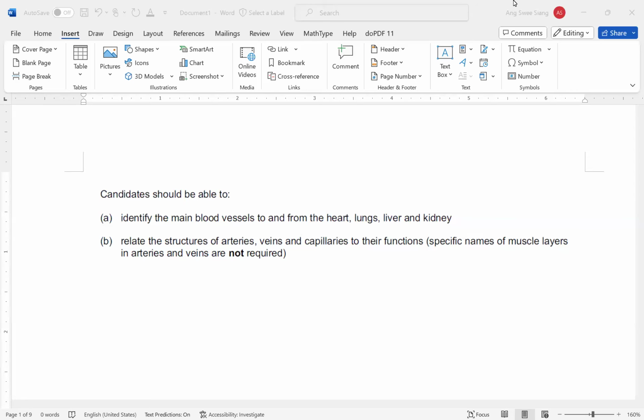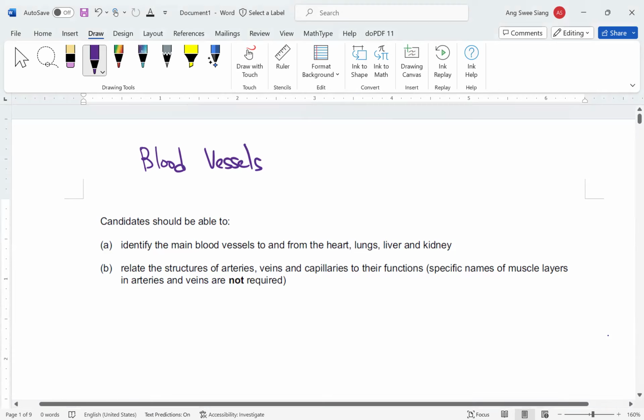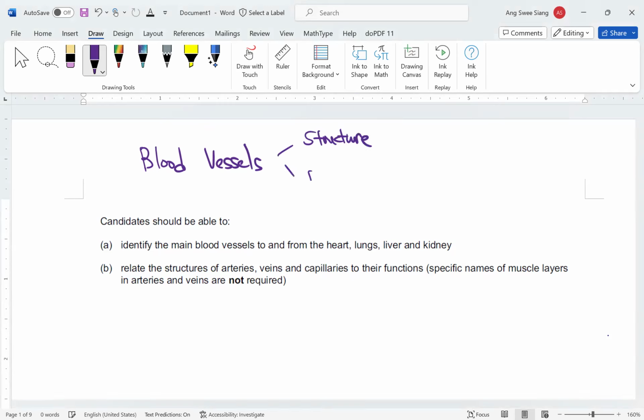Now, we are going to start with the second section. For the second section, we are going to look at blood vessels, the different blood vessels that are found in the human body. We will be looking at their structure and function. This will be the main concept or the main theme of this second section.